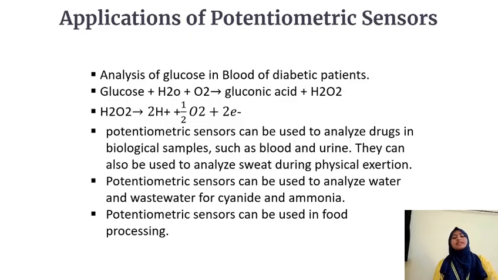We can see some general applications. Potentiometric sensors are used to analyze drugs in biological samples such as blood, urine, etc. These are also used in water and wastewater for cyanide and ammonia analysis. And potentiometric sensors can be used in food processing also. So this is the working and application of potentiometric sensors. Next, we will move to amperometric sensors.